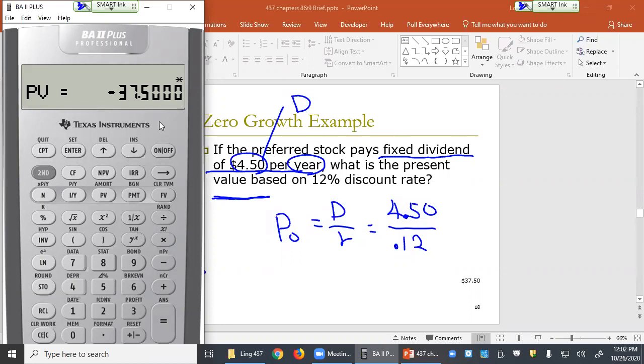So why is present value a negative cash flow? Because in order to receive $4.50 in dividends every year until eternity, this is the price that you have to pay right now to invest or to buy the stock. Okay, so if you are using the function keys, the present value will be a negative cash flow. But if you are using the equation, all the numbers are positive.